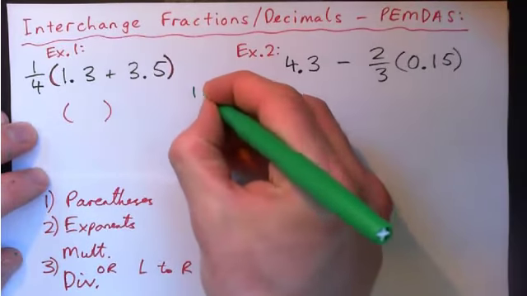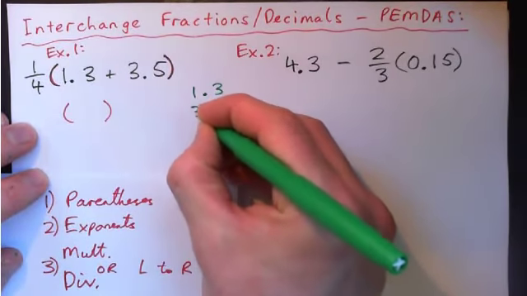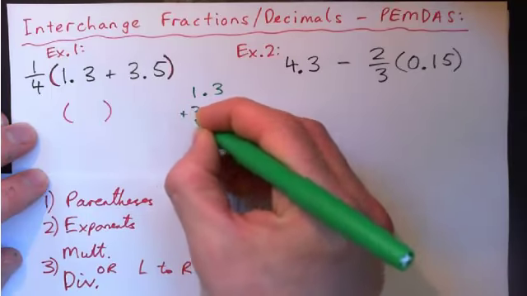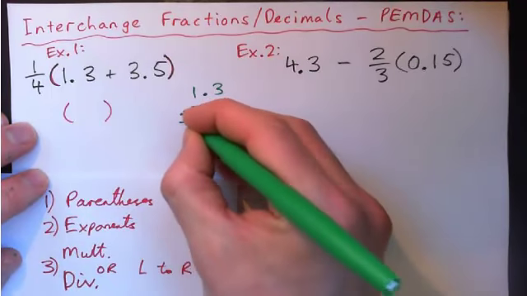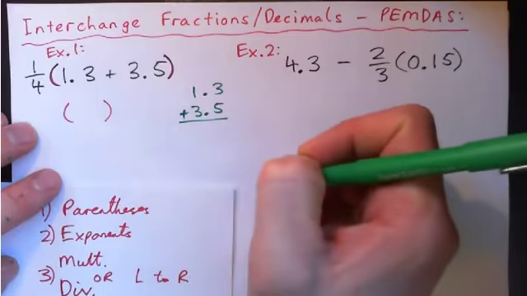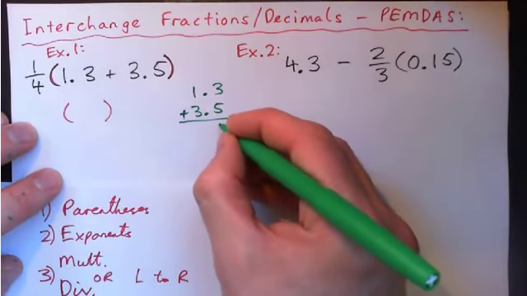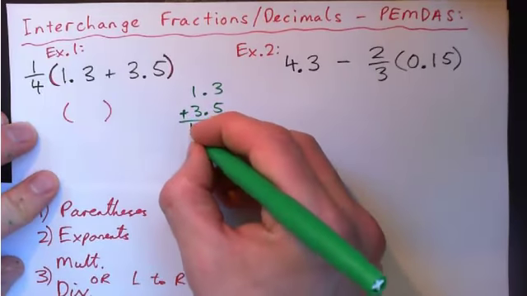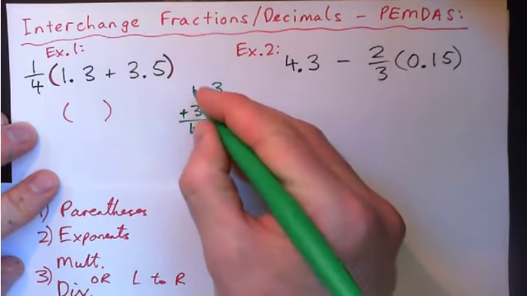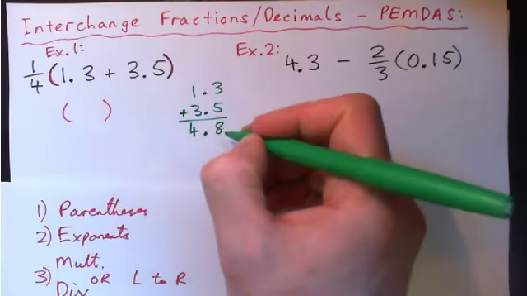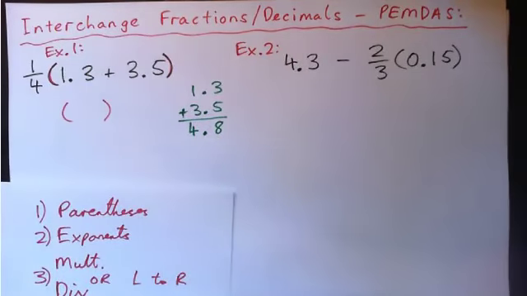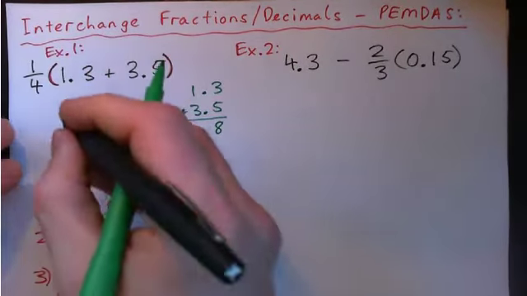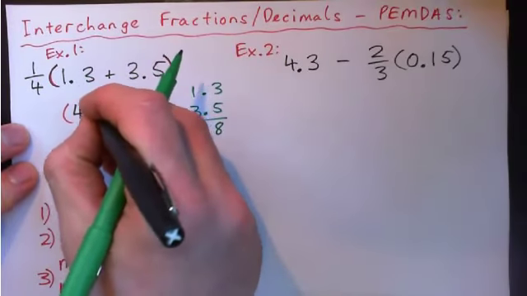So 1.3, 3.5, add those guys together. When you add decimals, you need the decimal points underneath each other. 3 and 5 is 8. Decimal point goes down here. 1 and 3 is 4. So we add the tenths and then we add the units. We get 4 units and 8 tenths, 4.8, right?